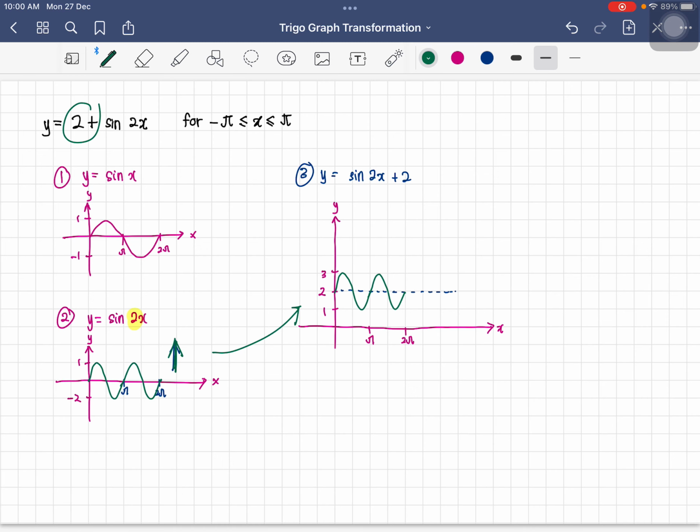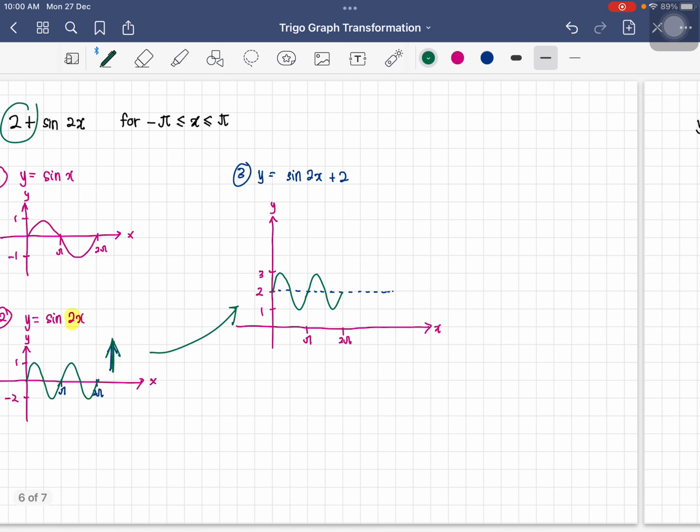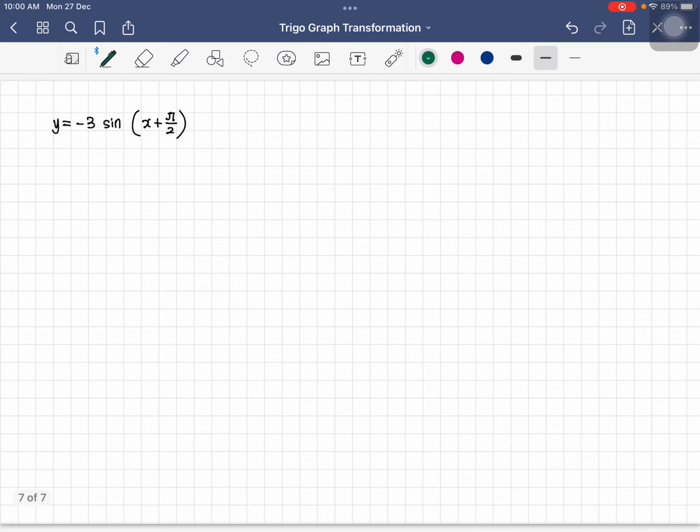Okay, right now let's look at the last one. You should start with your basic graph, which is actually the first one, y equal to sine of x. So your graph for y equal to sine of x will be something like this. X, y, pi and 2 pi. So my sine of x will be something like this. This is my 1 and -1.